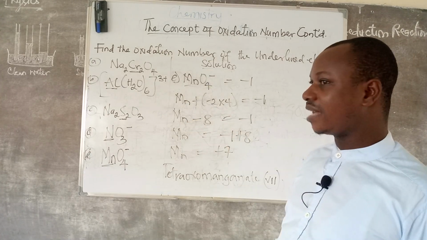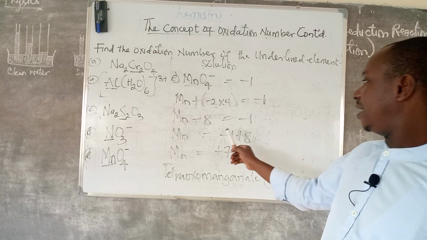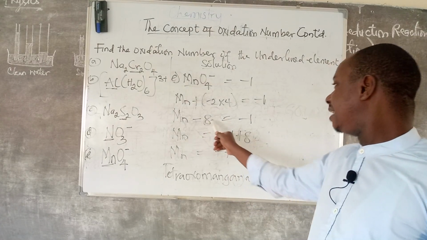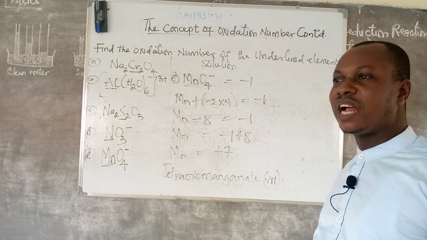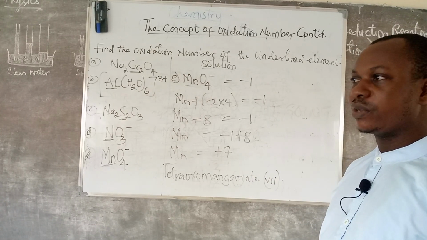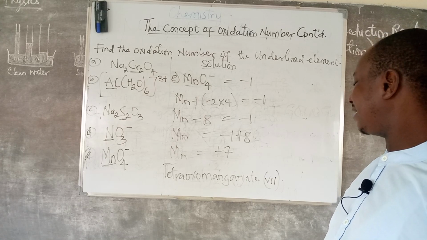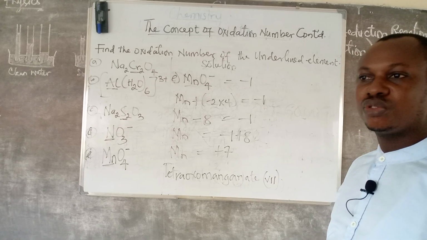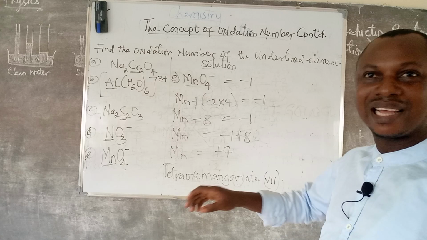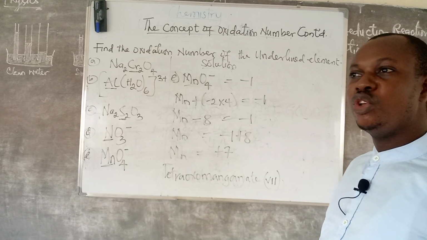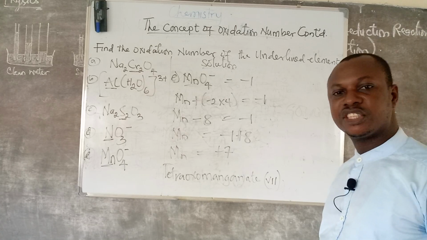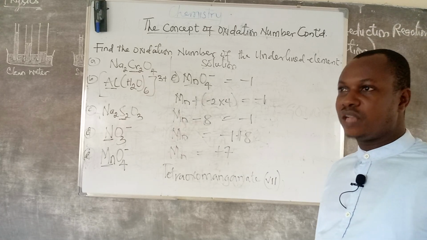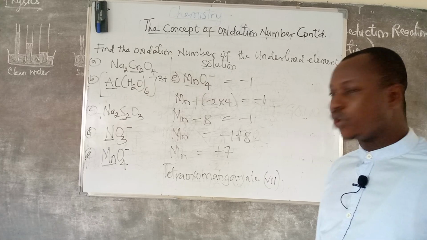So when you now collect like terms, you see that -8 is going to be +8 across the sign of equality. When you do that, you get +7. So tetraoxomanganate(VII). All these ones we are doing now will help us to understand the next video, because we use changes in oxidation number to determine if actually the reaction is redox or not, and so many other benefits. Watch the next video.